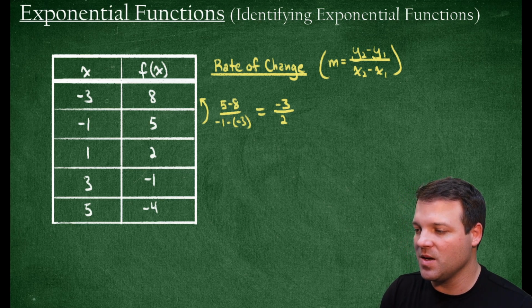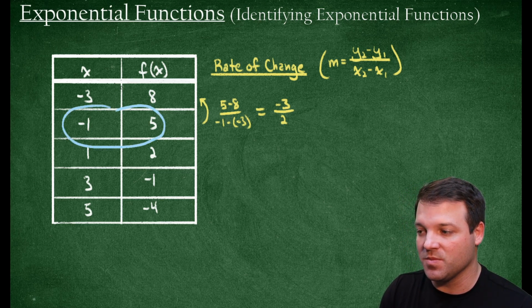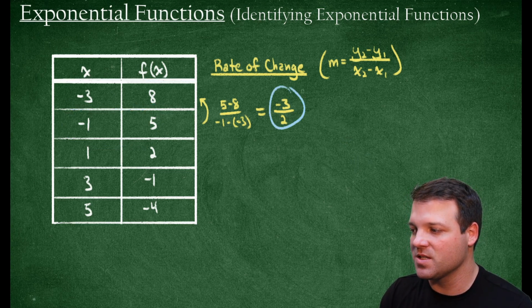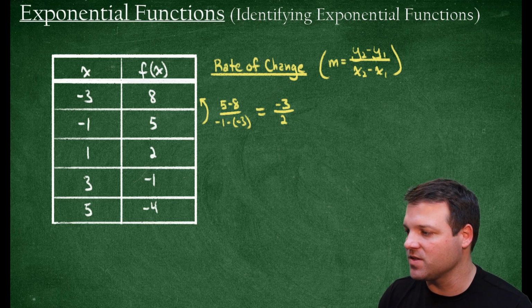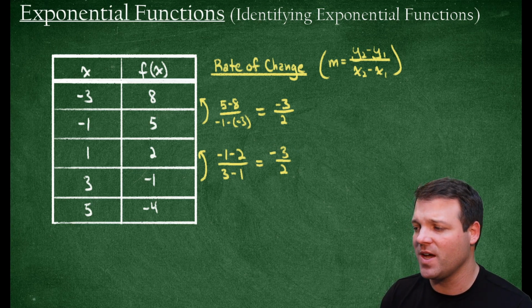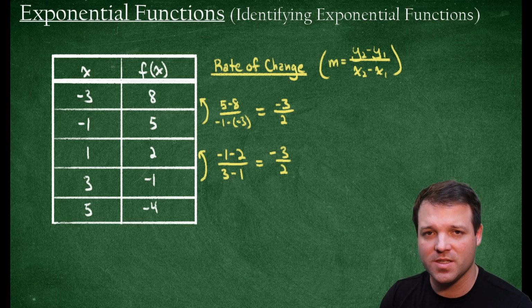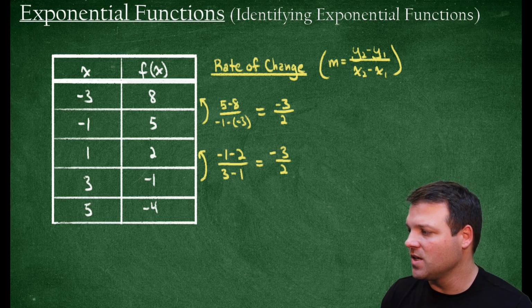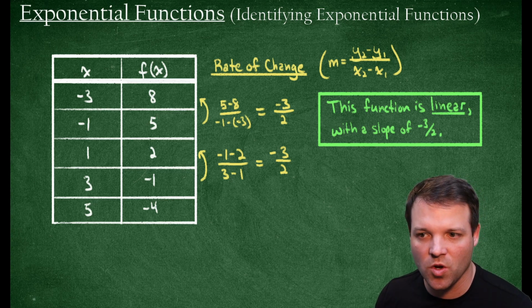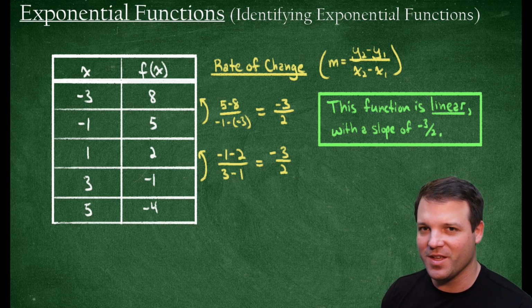So let's apply that. If I take this point here as my x2, y2, and this one as x1, y1, and apply the formula, I end up with a rate of change of -3/2. Let's find another one. I take these 2 points, and I end up with the same exact rate of change of -3/2. In fact, if you took any combination of points, you should end up with a rate of change of -3/2. So what does that mean? Well, it basically means that this function is linear and it has a slope of -3/2.